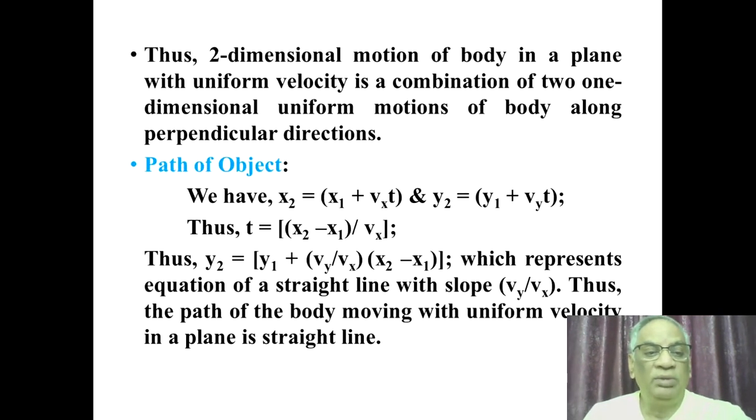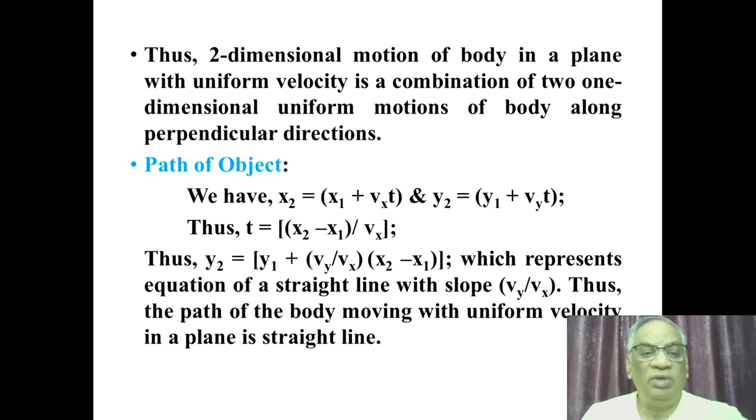So from the above, we can say that the two-dimensional motion of a body in a plane with uniform velocity is a combination of two one-dimensional uniform motions of the body along two perpendicular directions.